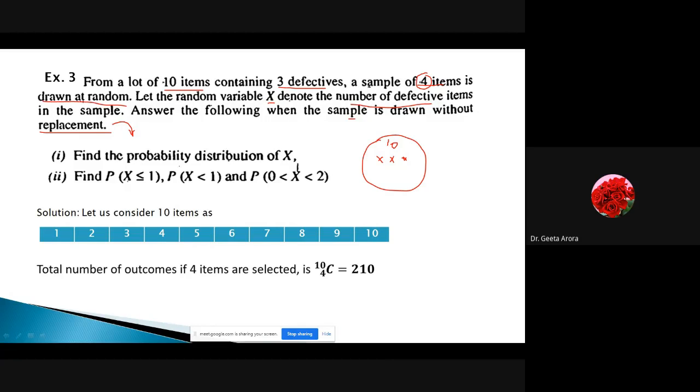So how are we going to calculate? The question is saying we have to find first the probability distribution of X, and then find the probability that X is less than or equal to 1, X is less than 1, and X lies between 0 and 2. Greater than 0 and less than 2 means we are talking about 1. Correct? Because we are talking about X values, X can be any discrete value.